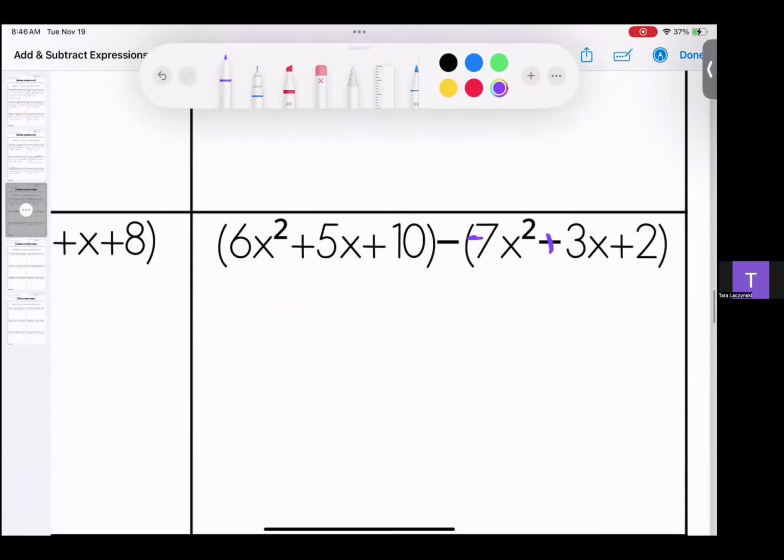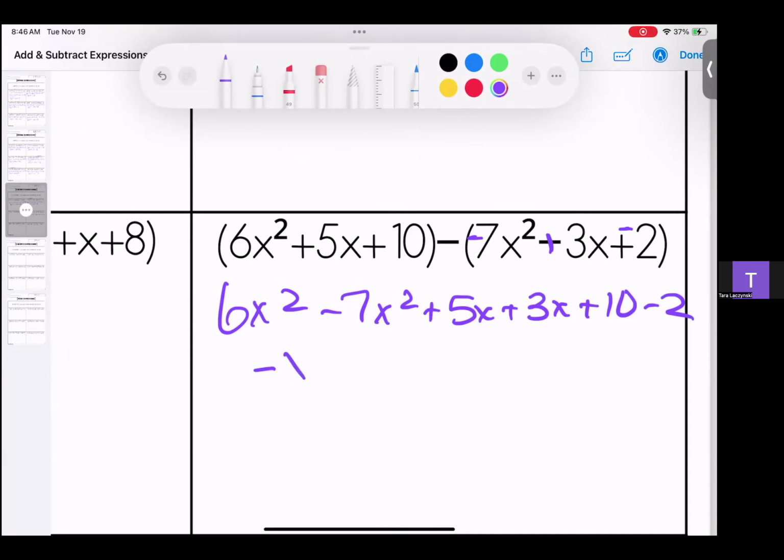Negative, positive, negative, distributing out that sign. 6x squared minus 7x squared plus 5x plus 3x plus 10 minus 2. We have negative x squared plus 8x plus 8.